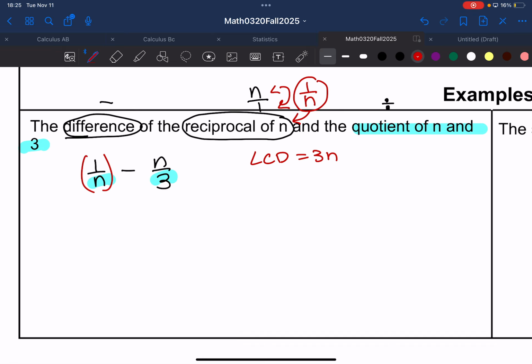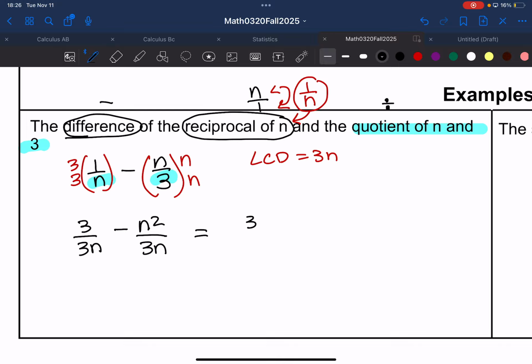3. Just the bottom? Also the top. Okay, what would I have to multiply this fraction by? n. So then I have 3 over 3n, simplifying that first fraction, minus, what's n times n? n squared over 3n. So now that I have a common denominator, I can simplify this. What is 3 minus n squared?